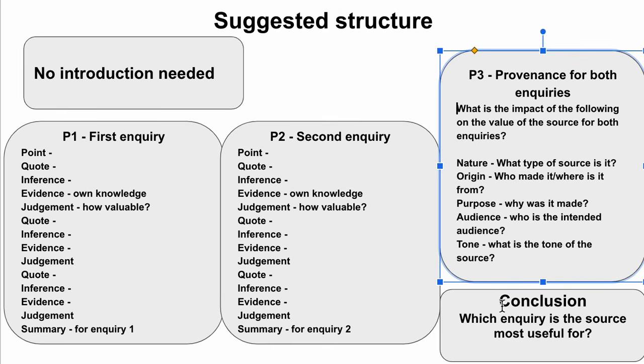And then in conclusion, kind of summarizing the value of the source for the 2 inquiries, and coming down on which inquiry the source is most useful for. I think that's a useful thing to do in this one, where you do actually say, overall, it's most useful for the first inquiry or most useful for the second inquiry because.